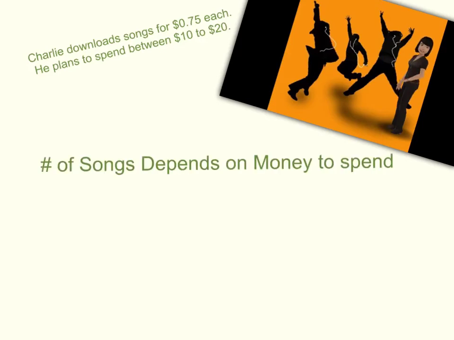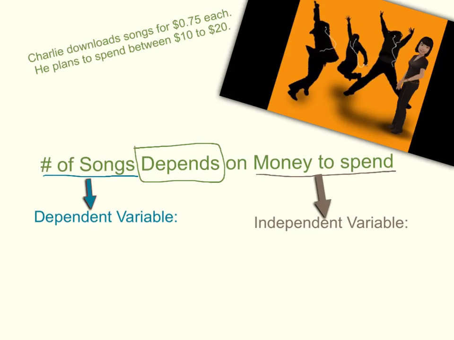In our last example, Charlie downloads songs for 75 cents each, and he plans to spend between $10 to $20. So, which variable depends on the other one? The number of songs that Charlie can download depends on the amount of money he's willing to spend. He can choose how much money to spend, and then the number of songs that he can download depends on the money. So the number of songs is the dependent variable, and the amount of money he's going to spend is the independent variable.